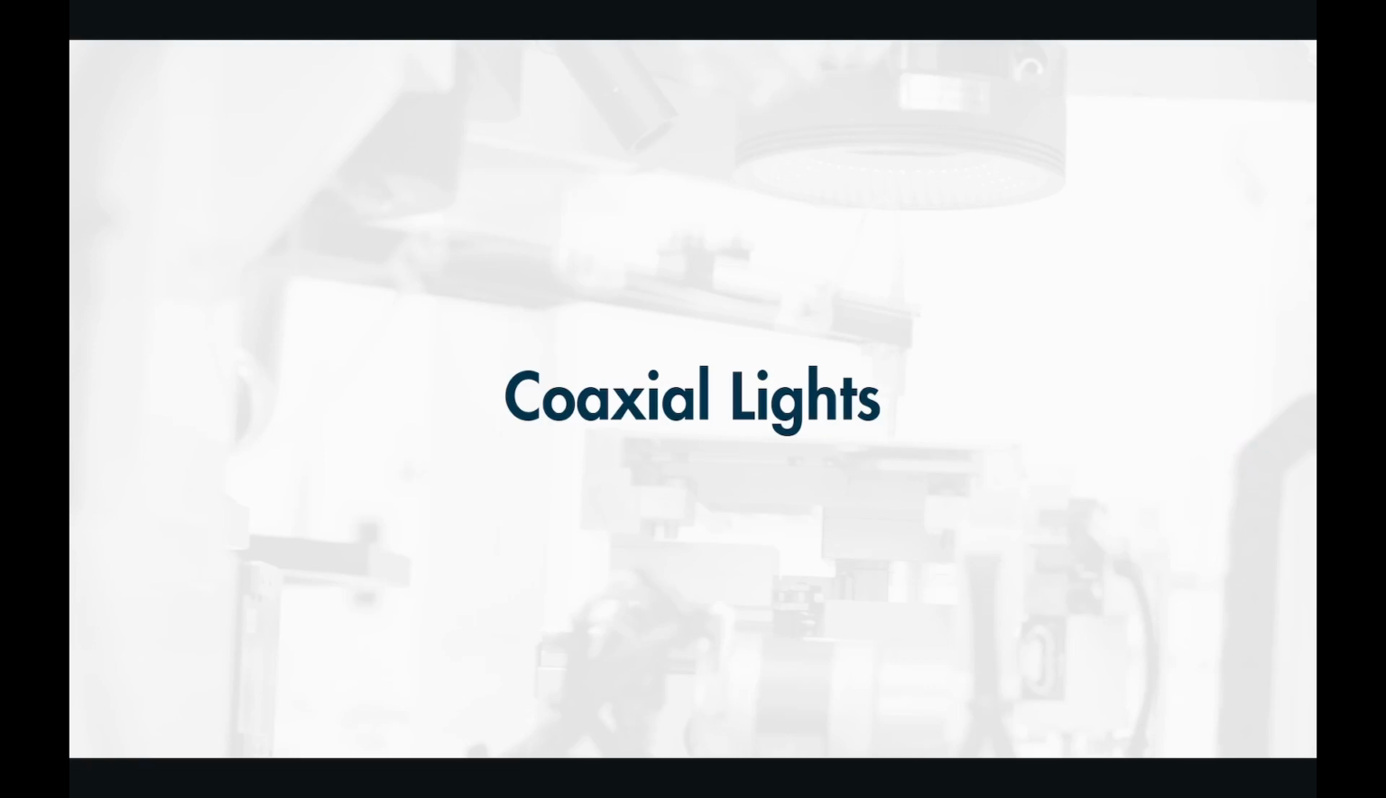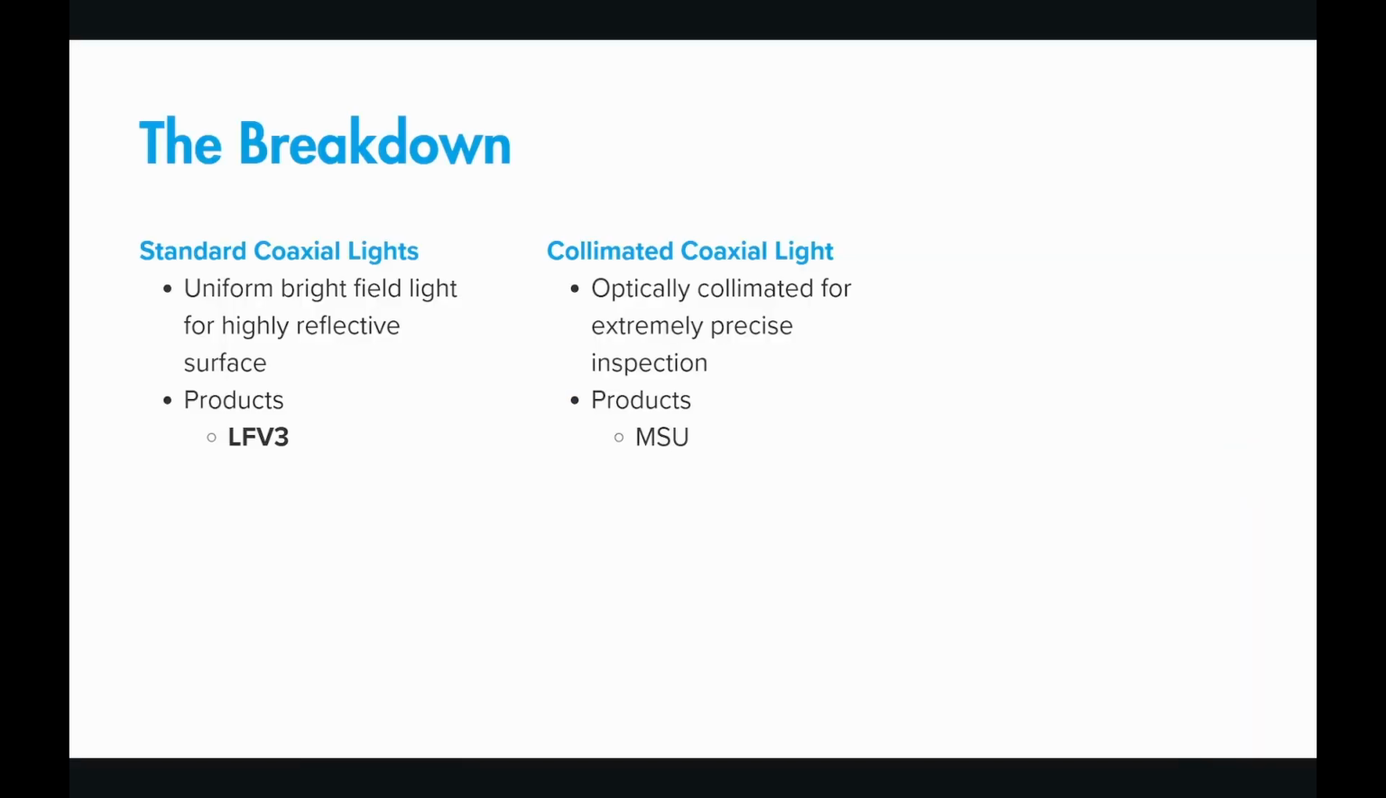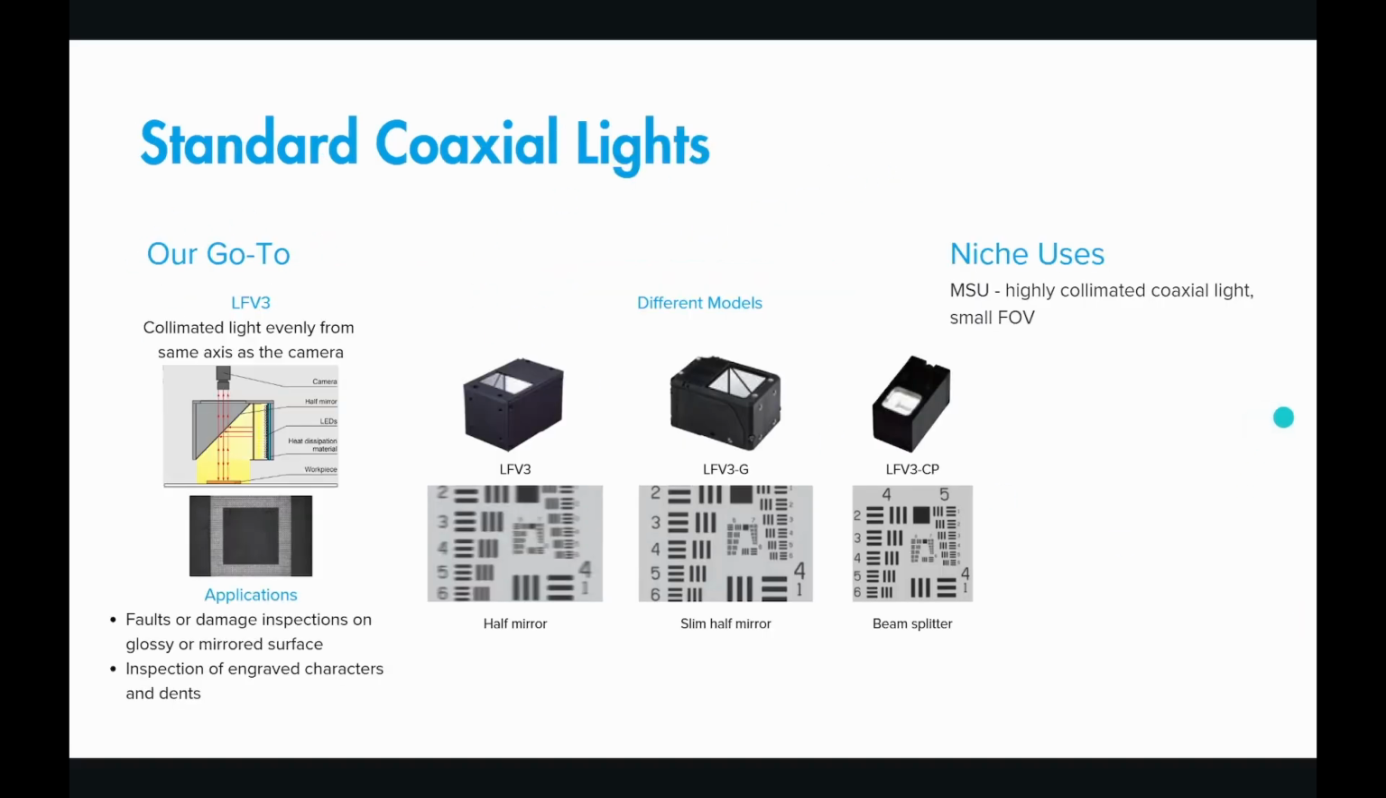Next is coaxial lights. We have two different coaxial lights: standard coaxial lights and collimated coaxial lights. The way a coaxial light is designed is the light shines through and hits a half mirror. The light is reflected down onto the sample, reflected off the sample, and up into the camera.